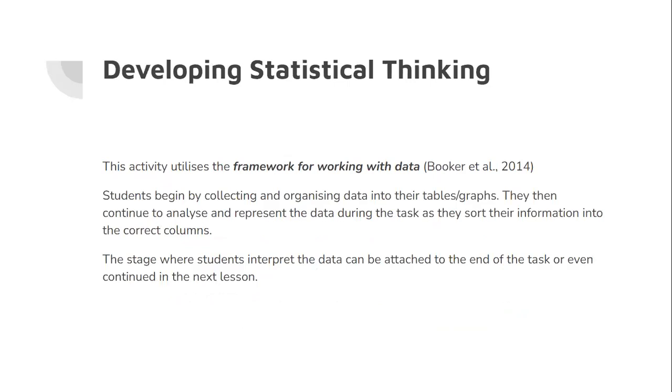This activity utilizes the framework for working with data, as students begin by collecting and organizing their data into their tables and graphs. They then continue to analyze and represent the data during the task as they sort their information into the correct columns. The stage where students interpret the data can be attached either at the end of the lesson or even continued in the next lesson.